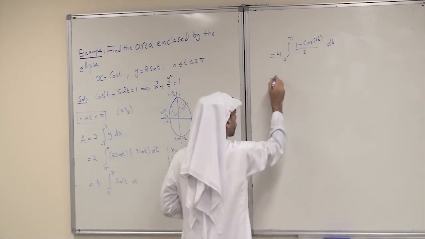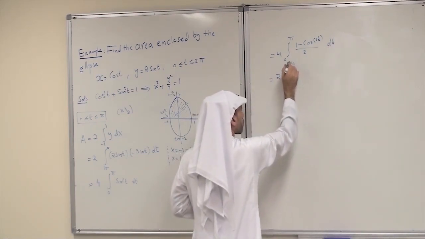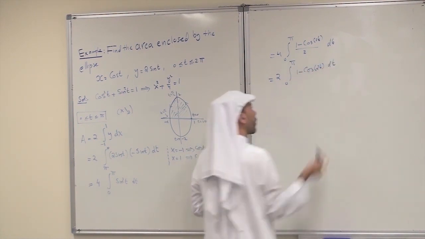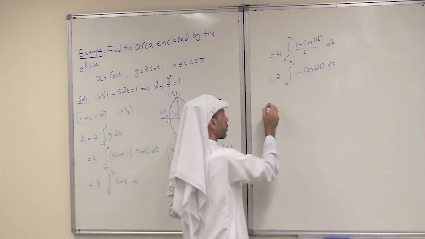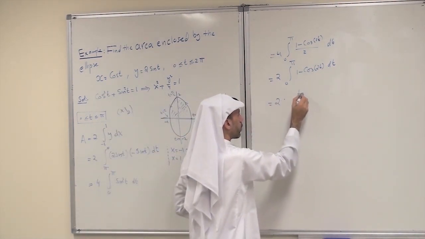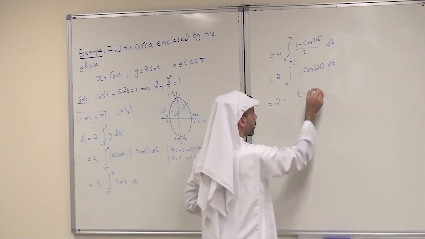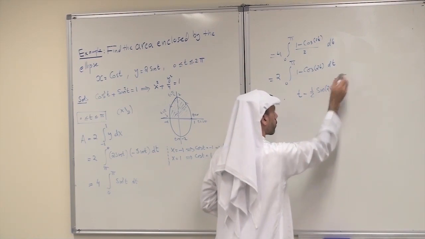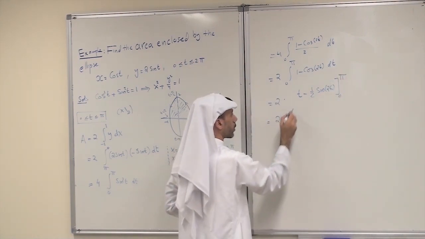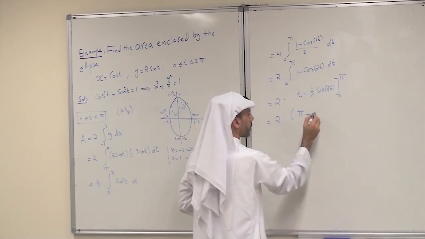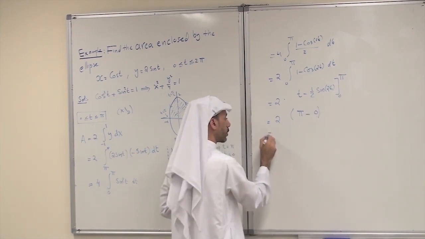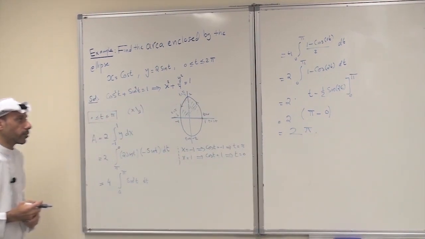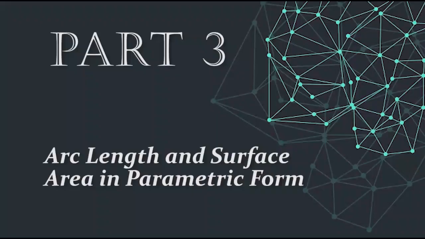Take the 2 outside, this becomes 2, 0 to pi, 1 minus cosine 2t dt. It is very simple to integrate. This becomes 2 times t minus half sine 2t from 0 to pi. And this is just 2 times pi minus 0, and this is 2 pi. So the area equals 2 pi. That's it.